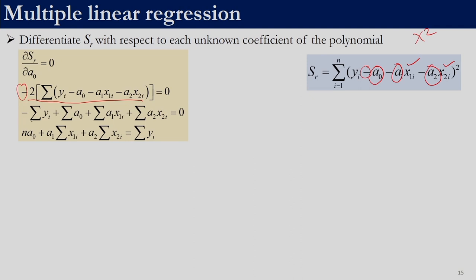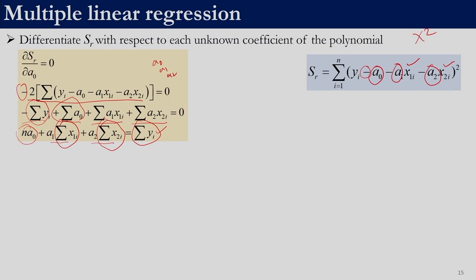Now if we expand this, this is minus summation of yi plus a0, because of this minus and this minus, this will become plus. Similarly, plus a1 summation of x1i plus a2 summation of x2i. The summation of a0 is n a0, and a1 and a2 can be moved out of the summation. Since the data is known, summation yi can be calculated, so we take it to the right hand side. It is a constant term without any coefficient. Now this is a linear equation. Summation x1i is known, n is known, and summation x2i is known. So it is a linear equation in a0, a1 and a2, whose values are not known.